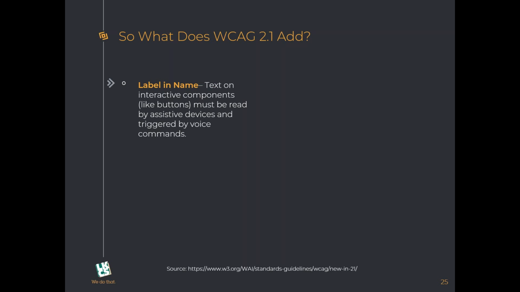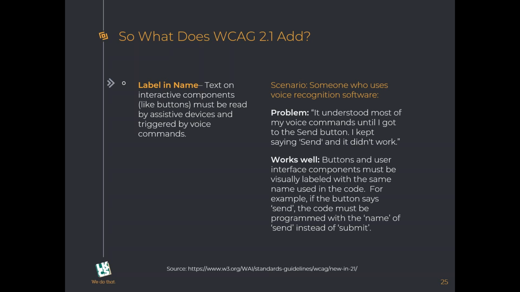We have to label in name. So text on interactive components, like buttons, have to be read by assistive devices and triggered by voice commands. So what this means is someone who uses voice recognition software, it understood most of their commands until they got to maybe a send button on an application. They kept saying send, it just didn't work.